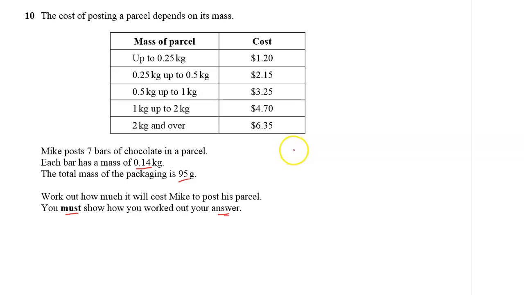We have 7 bars of chocolate. Each bar has a mass of 0.14 kilograms, and when you multiply this out, you're going to get 0.98 kilograms. 7 bars of chocolate, each 0.14 kilograms, will be a total of 0.98 kilograms.